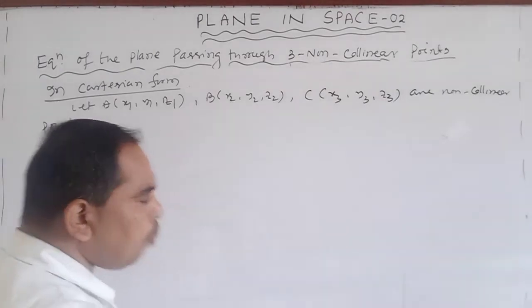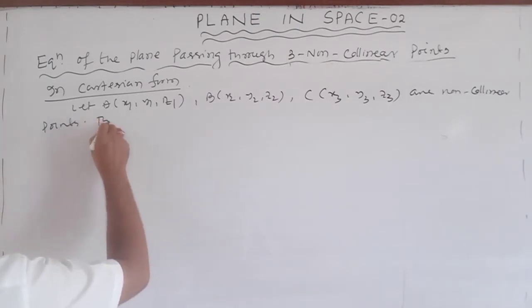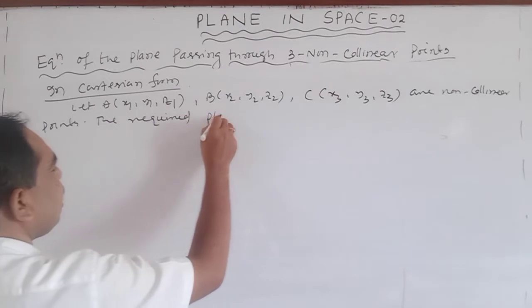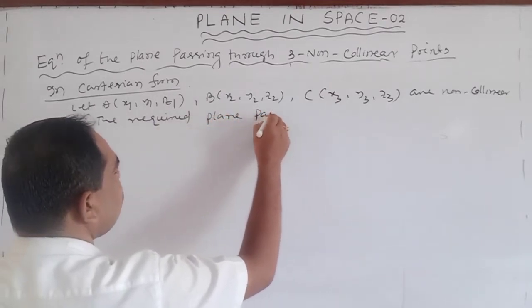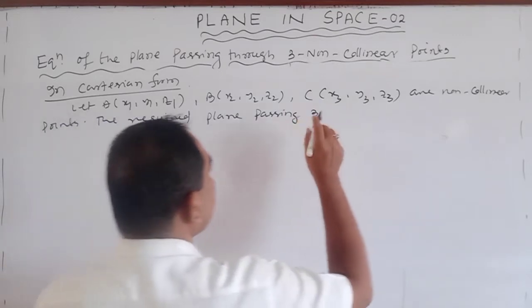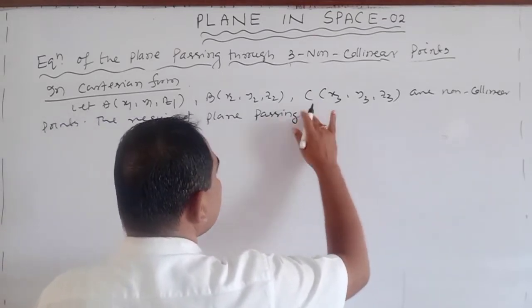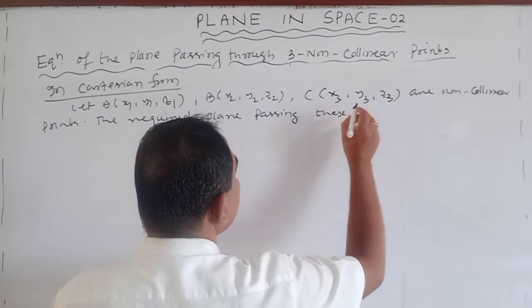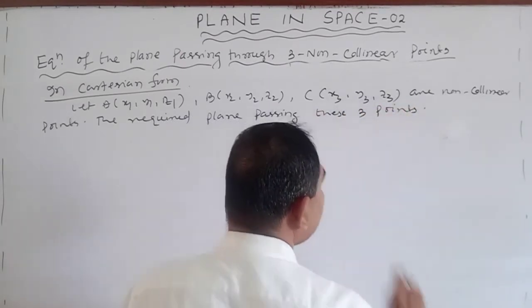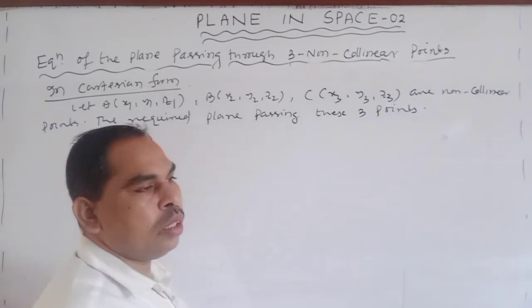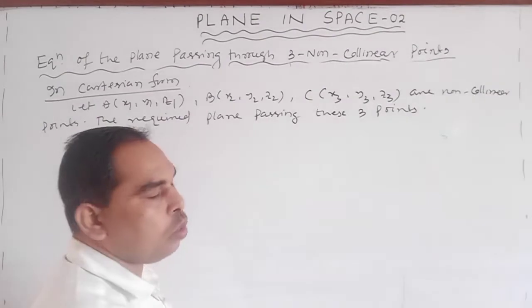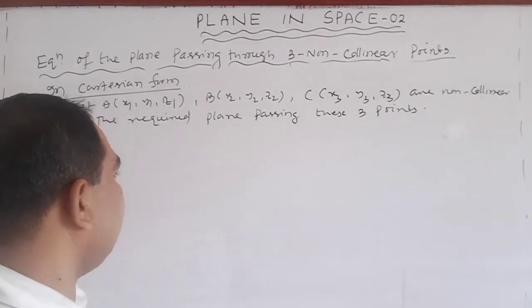The required plane passing through these 3 points. We have to find the equation of the plane. Okay, we have to find the equation of the plane.